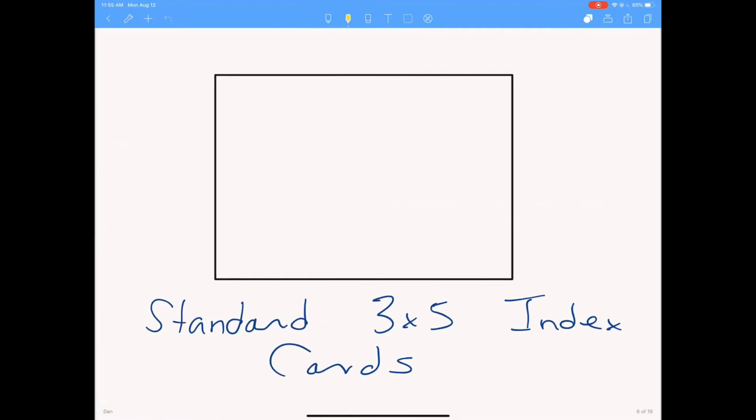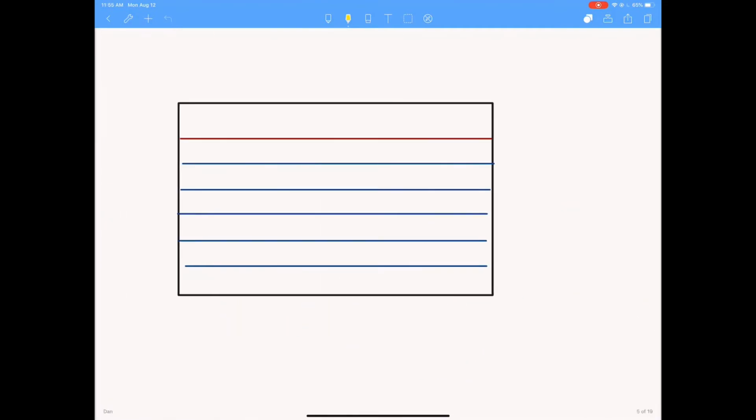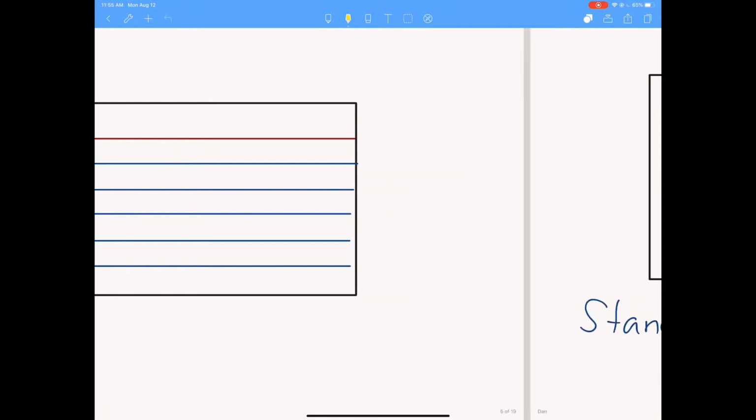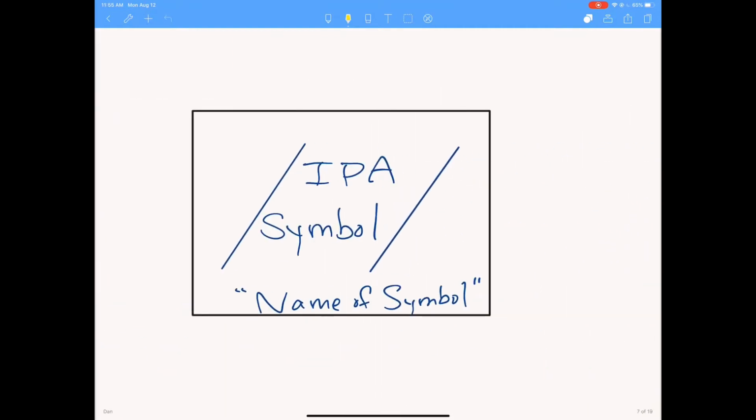Right, so these are just basic. This is a drawing of a basic standard 3x5 index card, blank on one side, lined on the other. So what we're going to do with them is on the blank side, these slashes here, these are called virgules. If you're writing in phonetics in citation form and you do not put these, it is wrong. So please get in the habit of anytime you're doing a phonetic transcription to put these down, right?